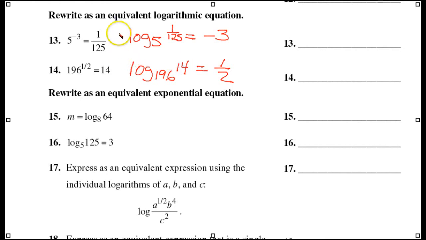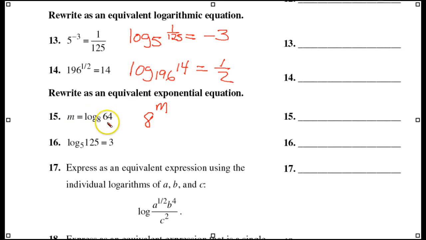So we've converted from an exponential equation to a logarithmic equation. We went one way, and this is the reverse of it. Now rewrite as an equivalent exponential equation. We're reversing it. So what will our base be here for this one? Well, it's going to be 8. Our base is 8. And what's our exponent? Our exponent is m.